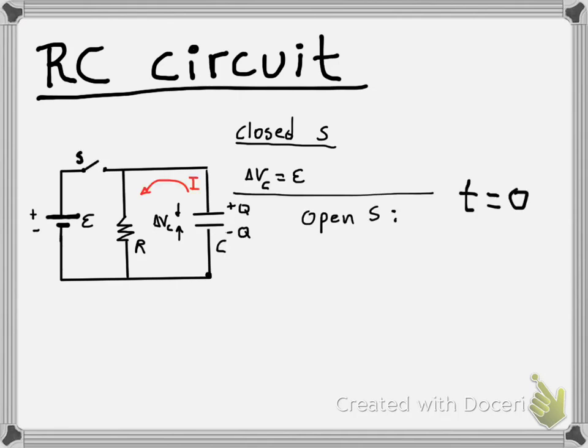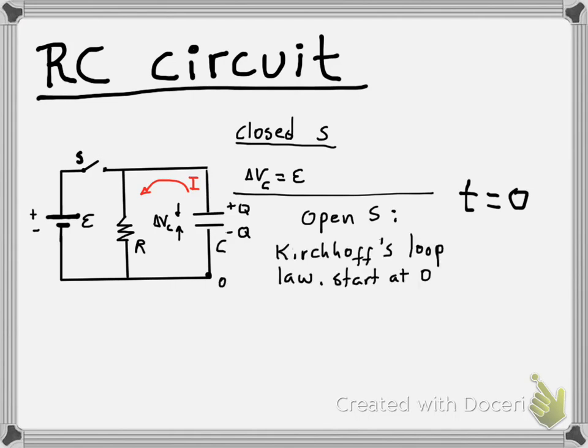Then suddenly we're going to open the switch at t equals 0. As you can see, the battery is now out of the picture, and we have a loop formed by the capacitor and the resistor. So only the capacitor and resistor are playing a role in this circuit. That's what we call an RC circuit. At t equals 0, the switch is open, and a current is going to start flowing out of the capacitor. The capacitor is going to discharge through the resistor. The direction of the current, you can see, is going to be counterclockwise. I'm assuming that the positive side of the capacitor is as indicated there.